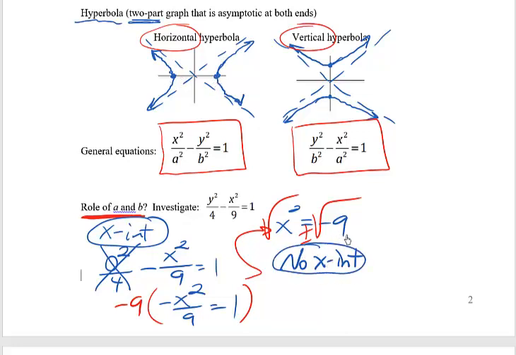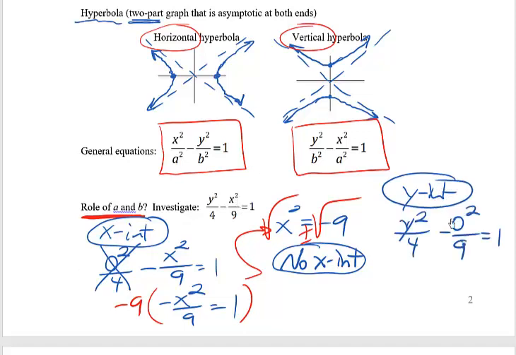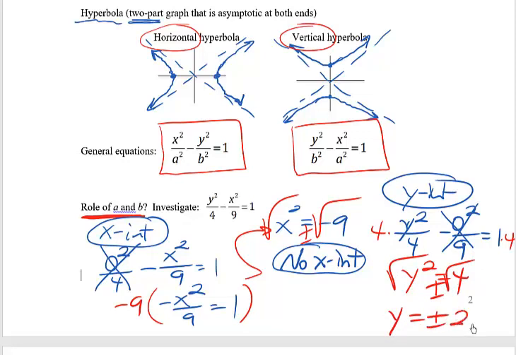Okay, am I expecting y-intercepts? Well, I am. Vertical hyperbolas definitely have y-intercepts. How would I find that for this example? Just like before, fill in 0 in place of the x. Now this part zeroes out. If I clear the fractions, I think this time we're going to get an answer here. I have y squared equals 4, square root, plus or minus, and I get y equals plus or minus 2. So there are two y-intercepts, positive 2 and negative 2.